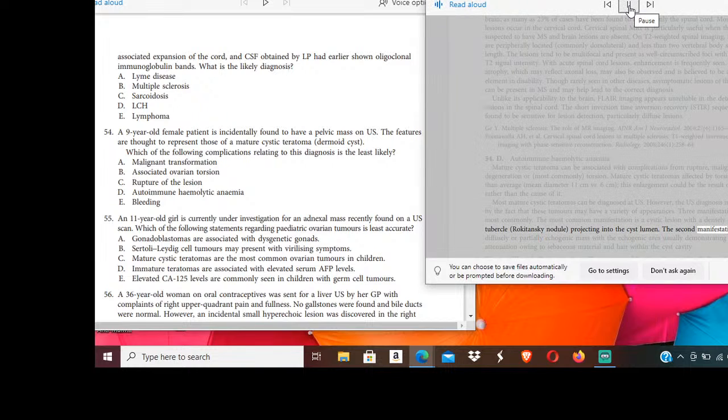The second manifestation is a diffusely or partially echogenic mass with the echogenic area usually demonstrating sound attenuation owing to sebaceous material and hair within the cyst cavity.